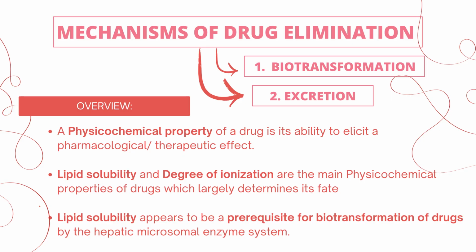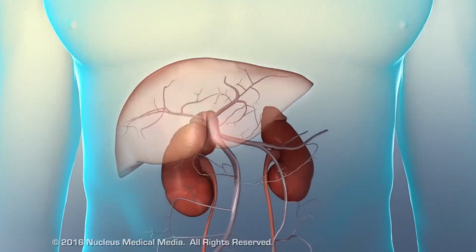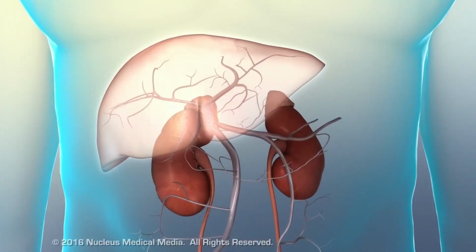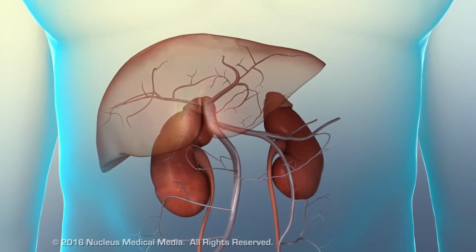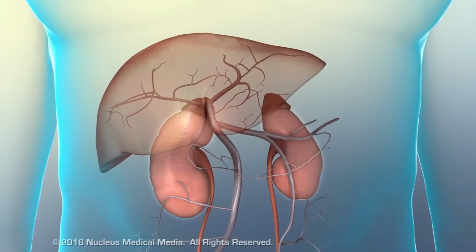Let's start with the two primary mechanisms of drug elimination: biotransformation and excretion. Biotransformation refers to the chemical changes a drug undergoes in the body, primarily in the liver, to make it easier to eliminate. Essentially, the body modifies the drug to increase its water solubility, aiding in its excretion. Excretion is the actual removal of the drug from the body, which occurs mainly through urine and the bile.